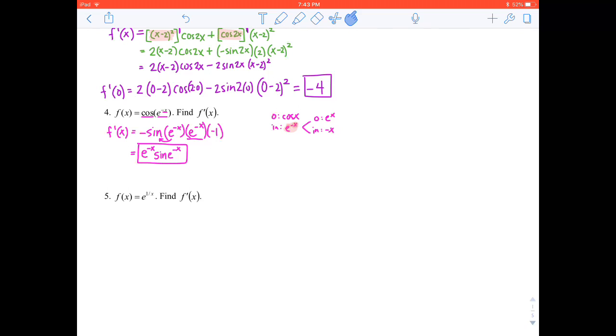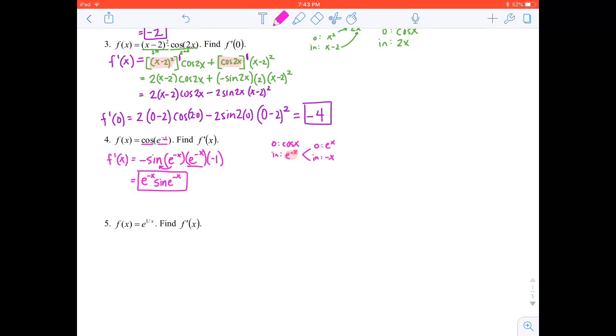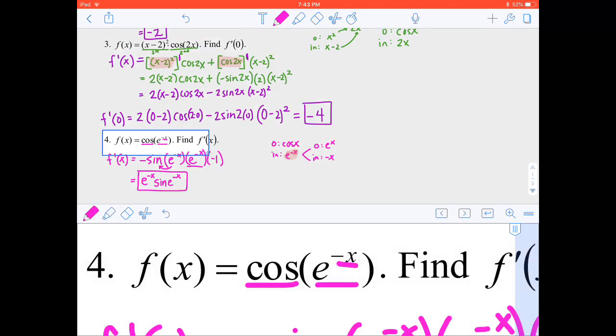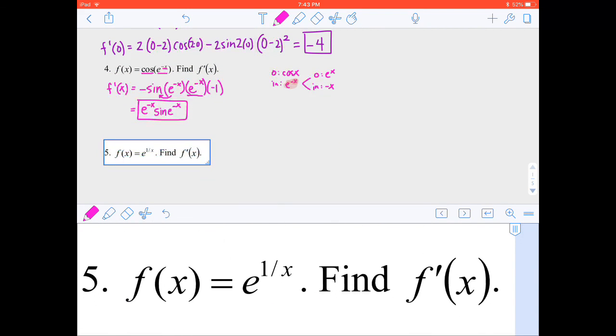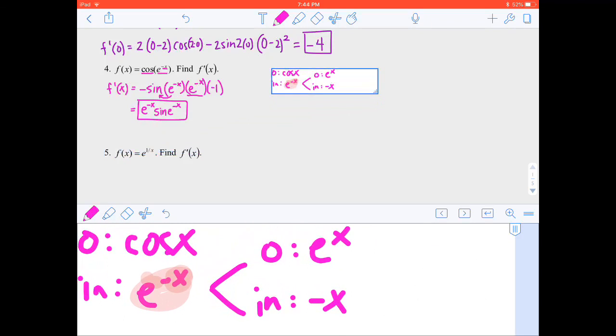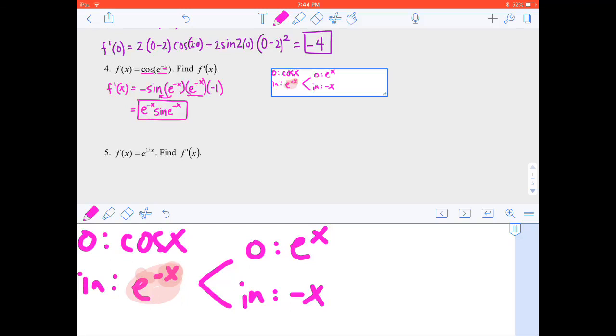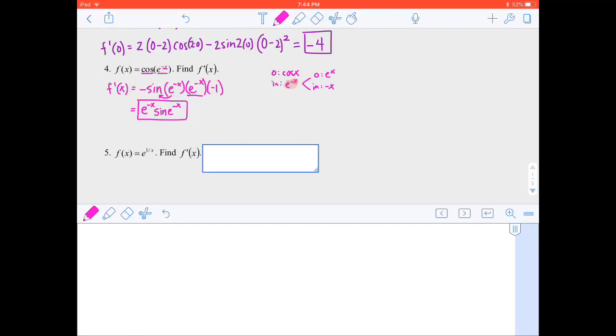Make sure and type in any questions that you may have as we're going through these. Number 5, we have f of x is equal to e to the 1 over x. So this is also a chain rule. It's kind of like the way we just did the derivative of e to the negative x. So e to the x is our outside function.